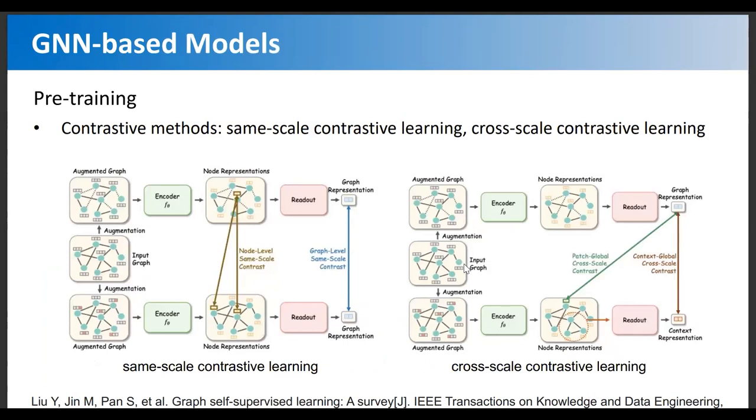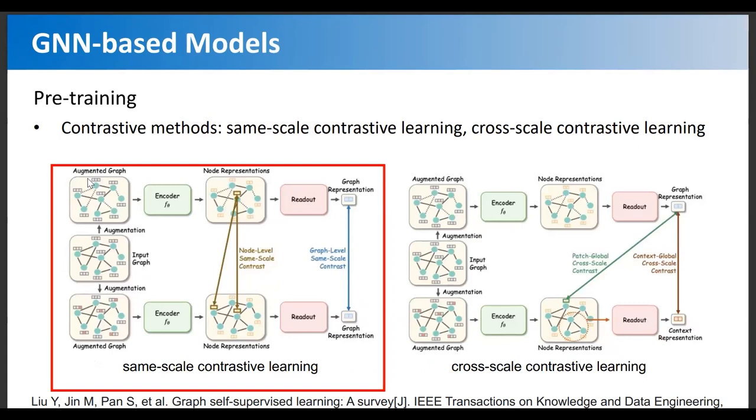Okay, another line of pre-training is the contrastive method. In contrastive learning, typically for each input graph, we add perturbations to generate two different augmentation views. Then we try to build positive examples and negative examples from the augmented views. In the stage of contrastive learning, we usually select, for example, node A and itself as a positive pair, and node A and another, for example, a randomly selected one as a negative pair. The idea of contrastive learning is to contrast the positive pairs versus the negative ones.